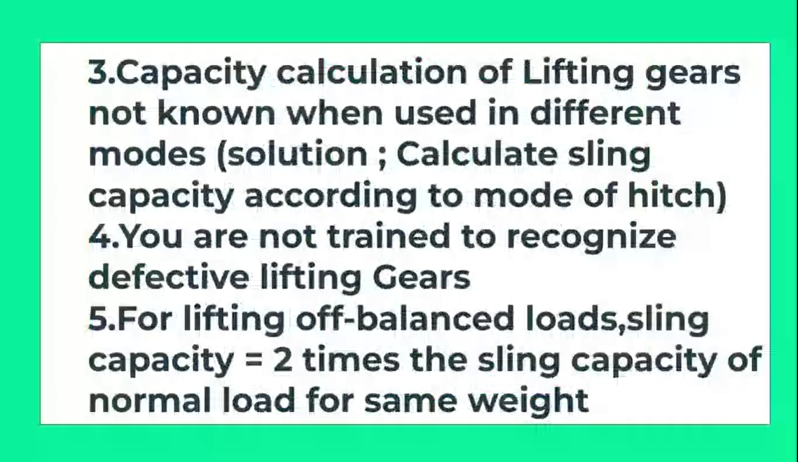Next, the capacity of lifting gears is not known when used in different modes. If you don't know the lifting gear's capacity, don't use it. The solution: calculate the sling capacity according to the mode of hitch. When we use different positions of the sling, it may affect the sling capacity. So before we use the sling, please understand its capacity in one, two or three positions. That will come in another video.